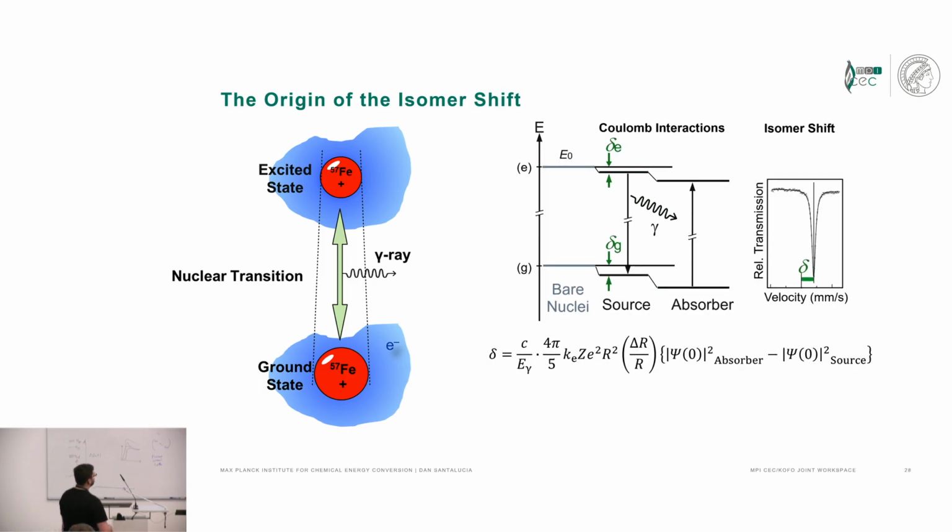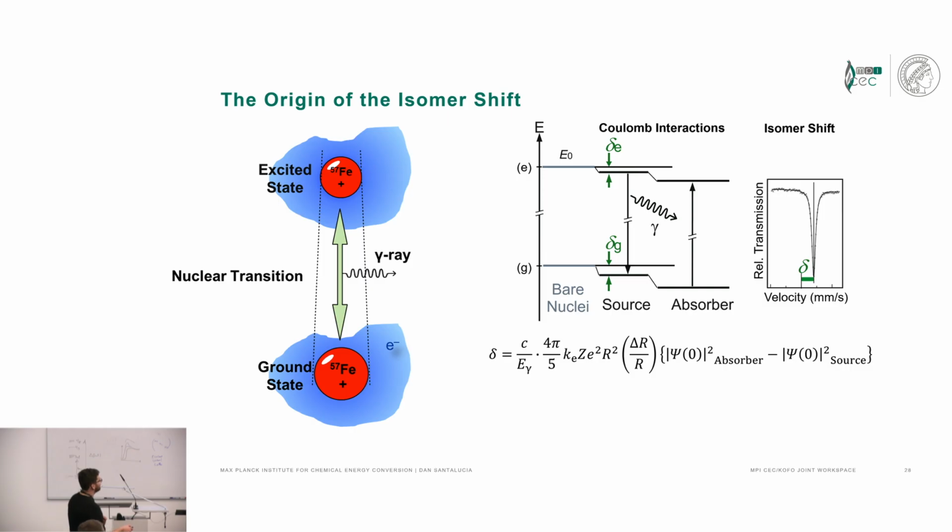I don't want to talk about that, but what I do want to talk about is that this is our final expression. And what we see is that the origin of the isomer shift is coming from this difference in the electron densities at the nuclei and these differences in the radii between the ground and excited state nuclei. And what's the function of that? What do you see in the experiment? You see what's called the isomer shift.